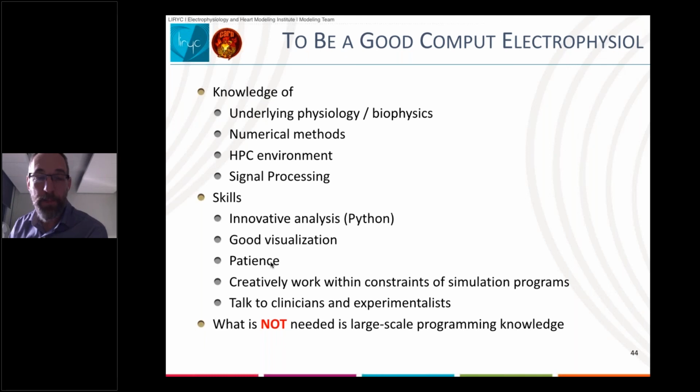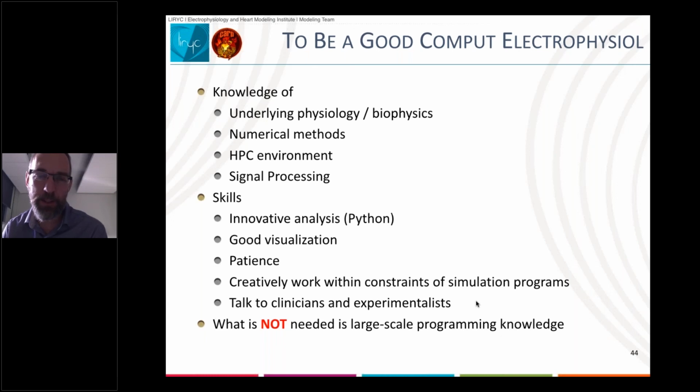patience. And I think very important is that you have to be able to talk to clinicians and experimentalists, both of them. You have to be the bridge, because you know what the models need, but you need to know what to model. You need to know what the clinician is seeing, what the experimentalist is seeing, how that relates to what I have in my model, and how I can implement it. And then how do I translate those results back to the people?